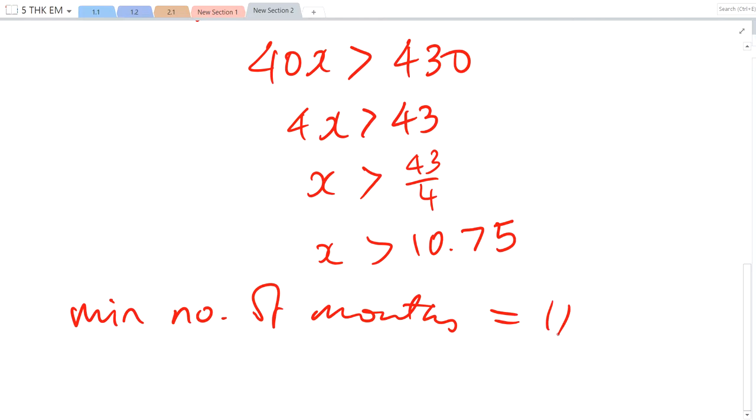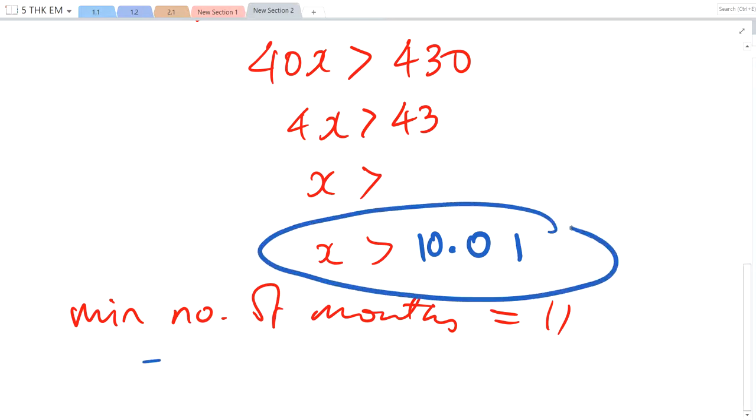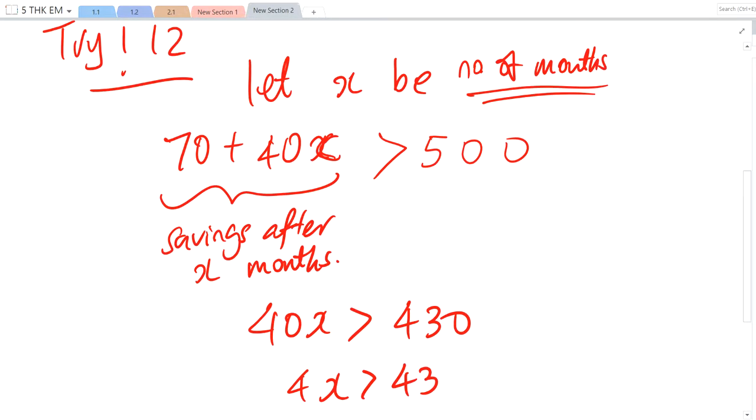What if my calculation results in me having this answer, x greater than 10.01? What is the minimum number of months now? 10 or 11? How do we round? We want complete months, right? You see, x is greater than 10.01, even though it's 10.01, can we have 10 as the answer? So the answer will still be 11. Okay? Take some time to think about it. Okay, so the homework questions were as such. If you like, you can go and do more questions, which I'm sure you are more than capable of doing.